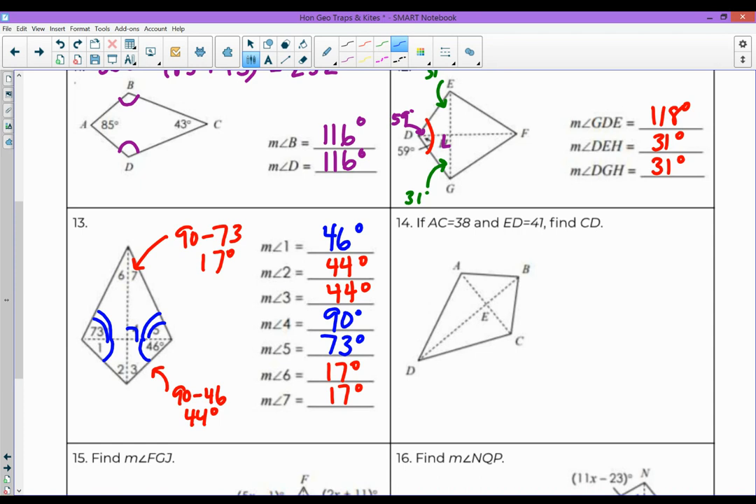Let's label what we're given because our figure is not labeled at all. So if the measure of segment AC is 38, I'm going to go ahead and split that up into 19 and 19. And the measure of segment ED is 41. Find the measure of CD. Perhaps upon first glance you think, not enough information. I say nay. We know that is a right angle. Thus, we can use Pythagorean theorem.